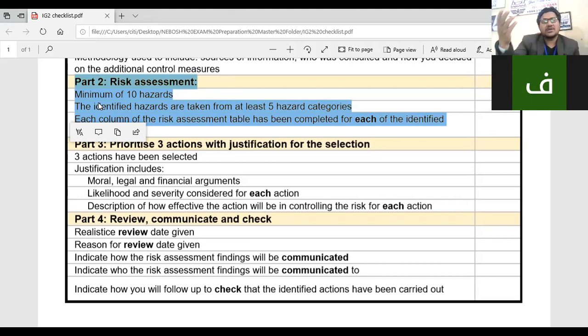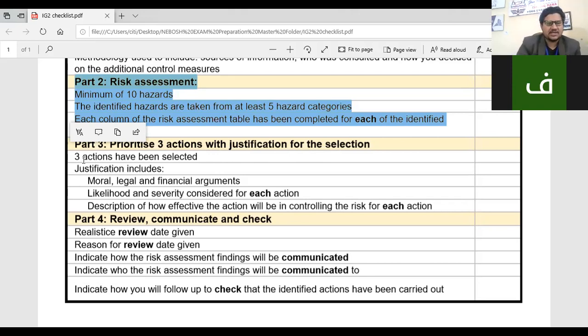But make sure you consult with them, and that part 2 would be easier for you, inshallah. Now, part 3 is prioritize 3 actions with justification for the selection. Like you suggested several additional controls, so at least select 3 actions with the justification for the selection.